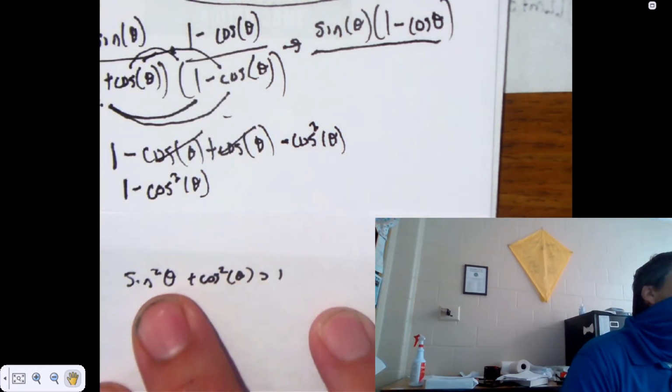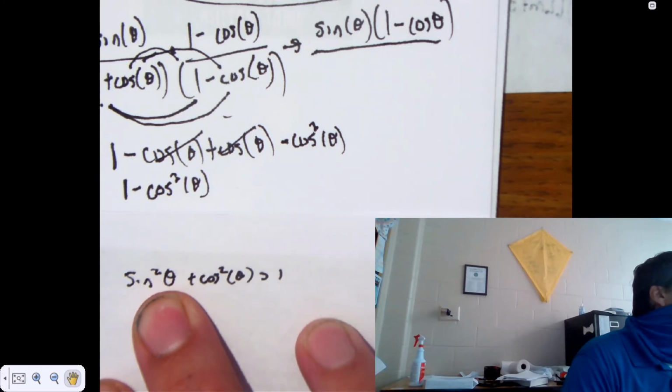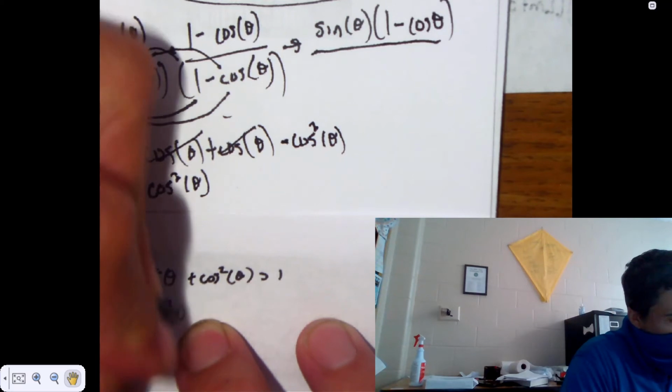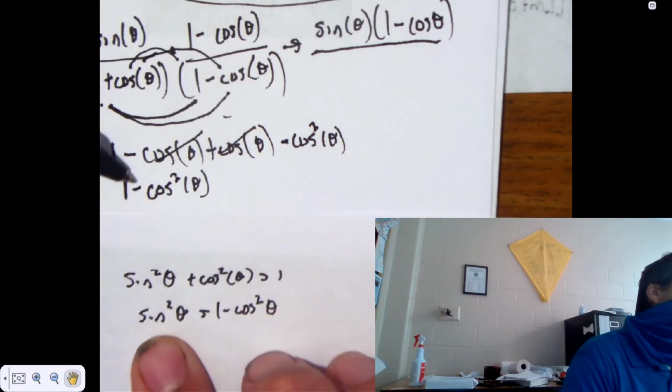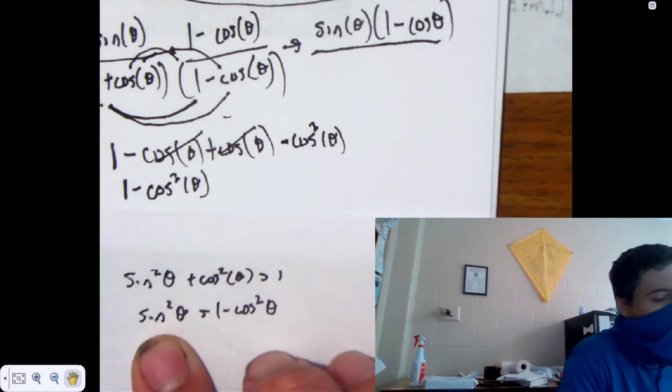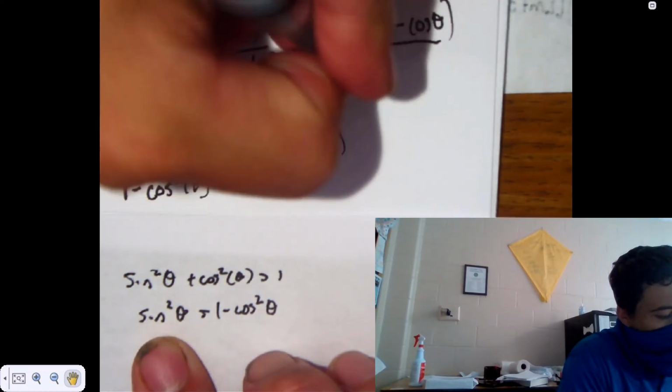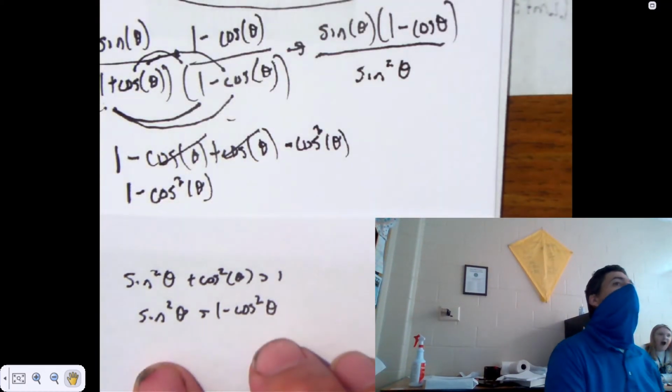Solve that thing for sine. Solve that identity for sine squared. Sine squared of theta is 1 minus cosine squared of theta. So see, I can take this 1 minus cosine squared theta and just replace it with what? Sine squared. You see that? They're the same thing. So I'm going to put that in up there.